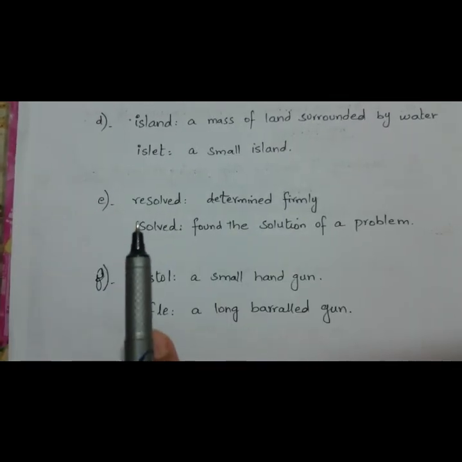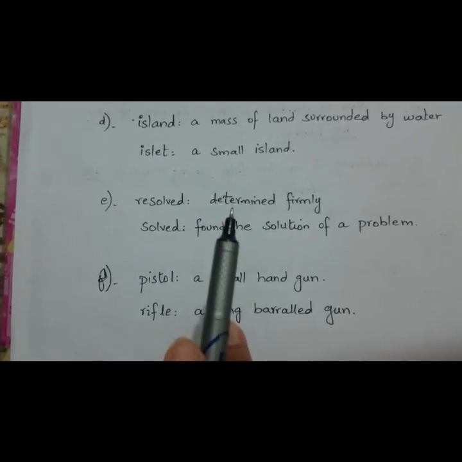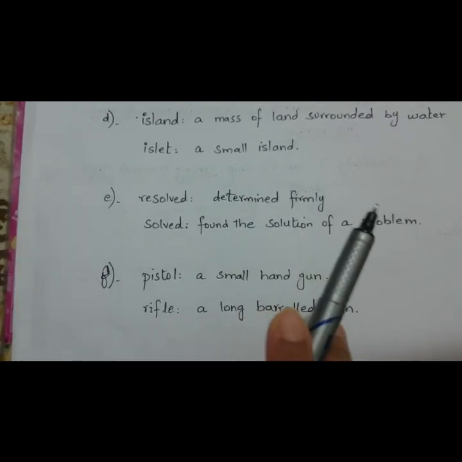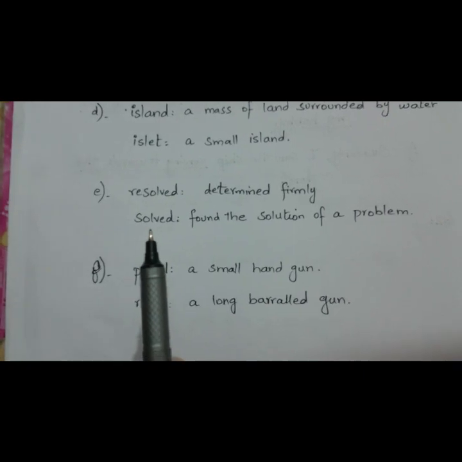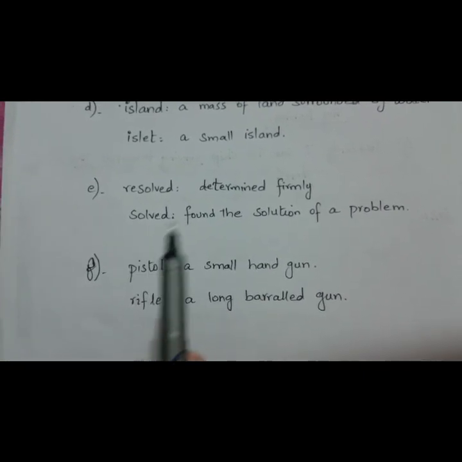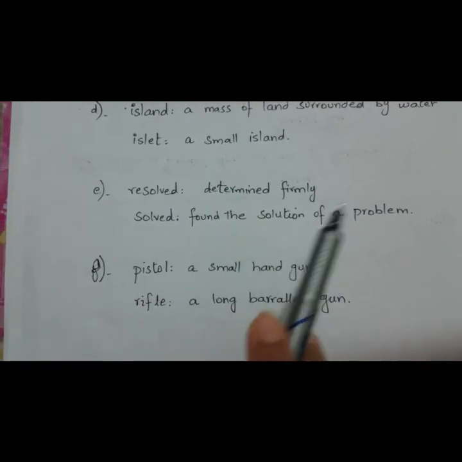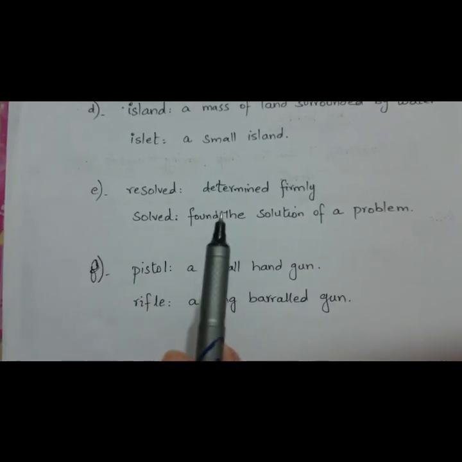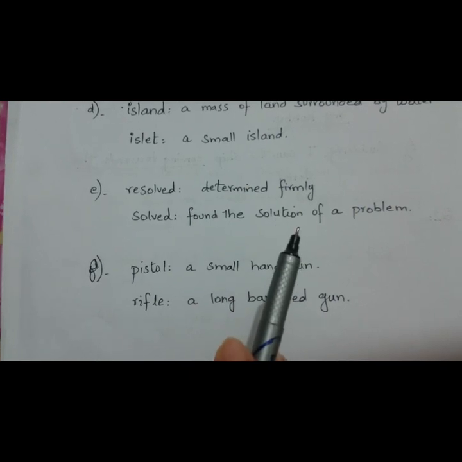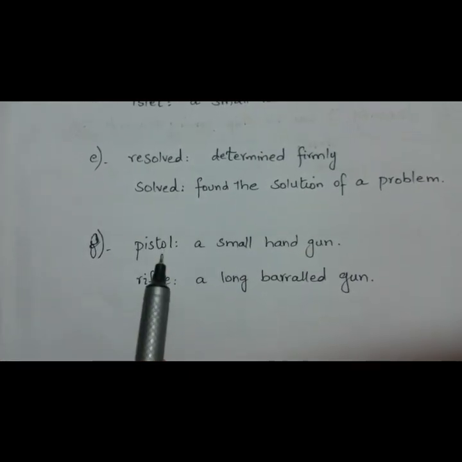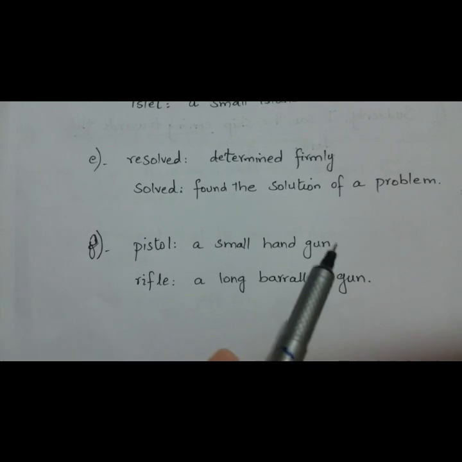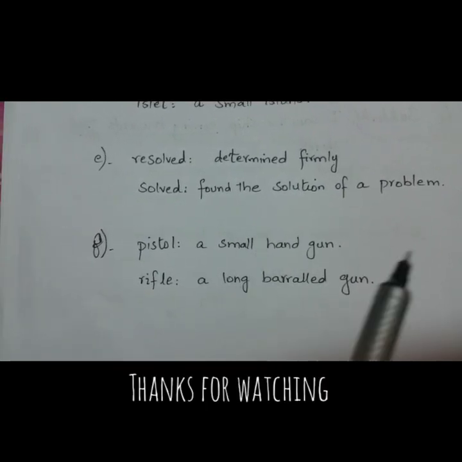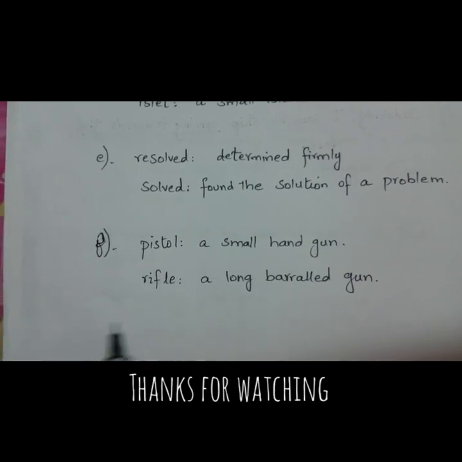The next one is resolved. What does it mean? It means to be determined firmly, or a firm belief, or a strong confidence. Next one is solved. Obviously, when we find the solution of a problem, then that means that it has been solved. So solved means that you found the solution of any problem. Then the last one was pistol, which means it's a small handgun, while rifle means a long-barreled gun. It is a gun whose top part is a little bit longer than the usual guns.